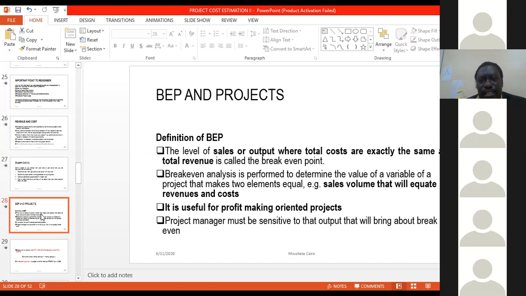But now, what is the importance of the break-even point in a project? I think everybody knows what a project is. What is a break-even point?